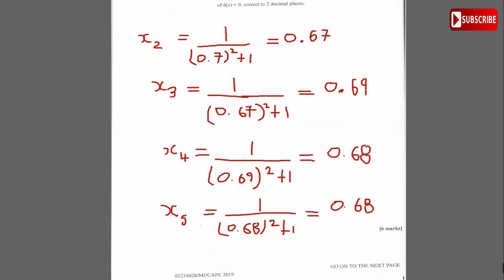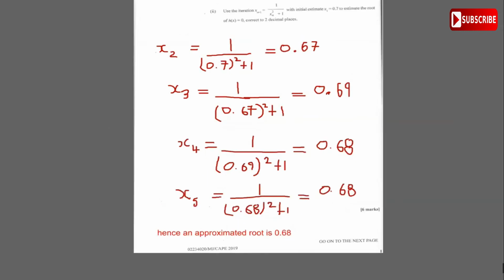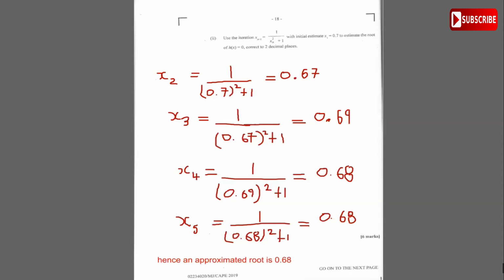So hence, an approximated root is 0.68. Nice. We're finished right there. That's an approximated root. All right, moving right along.